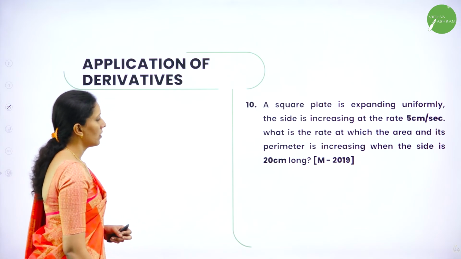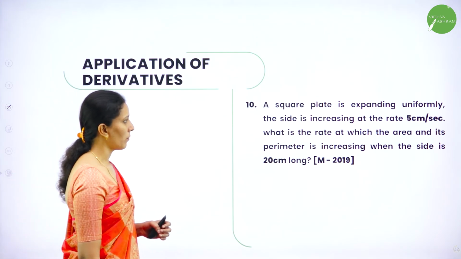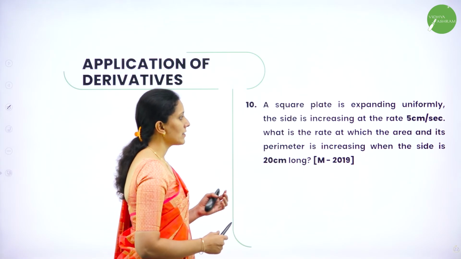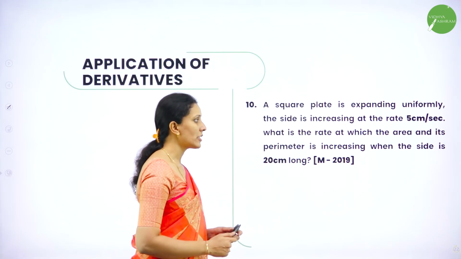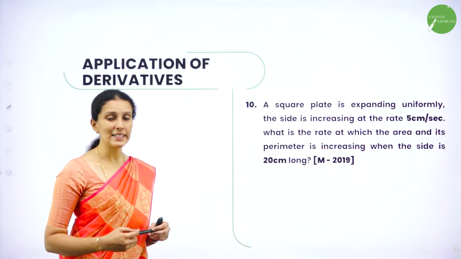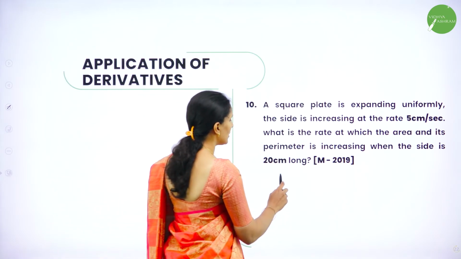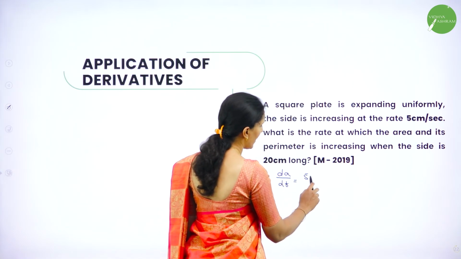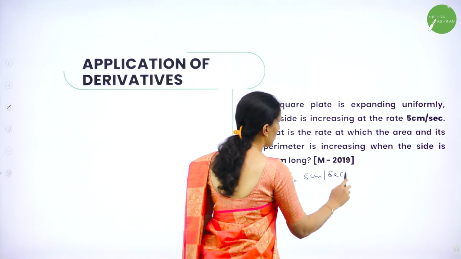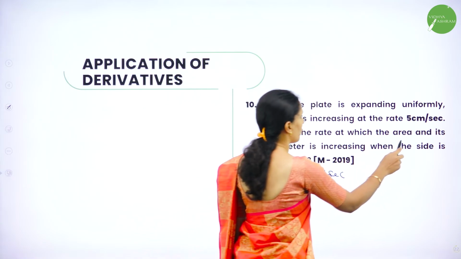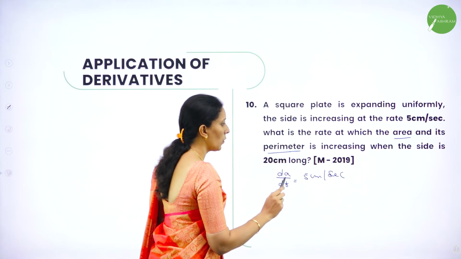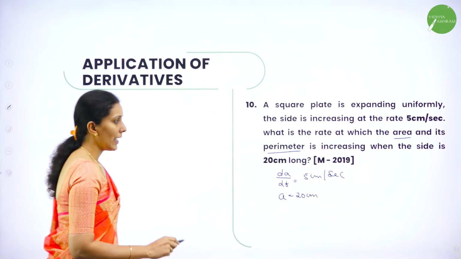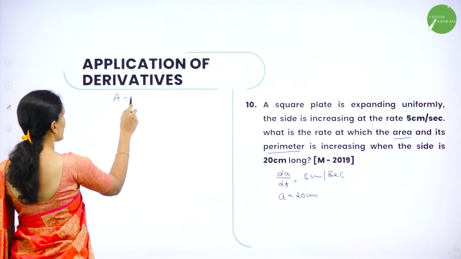Next one, a square plate is expanding uniformly. The side is increasing at the rate of 5 centimeter per second. What is the rate at which the area and its perimeter are increasing when the side is 20 centimeter long? So given the rate of change of side with respect to time, that is 5 centimeter per second. So we need to calculate the rate of change of area as well as the perimeter when the side is 20 centimeter. So we know the area of a square is a square.